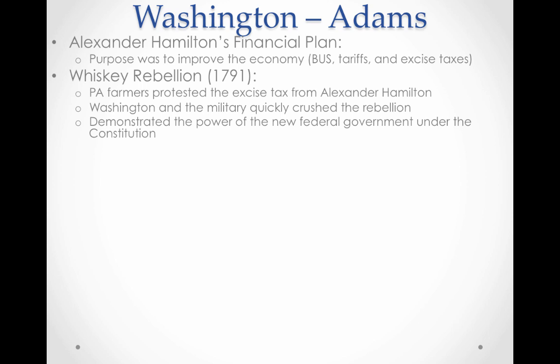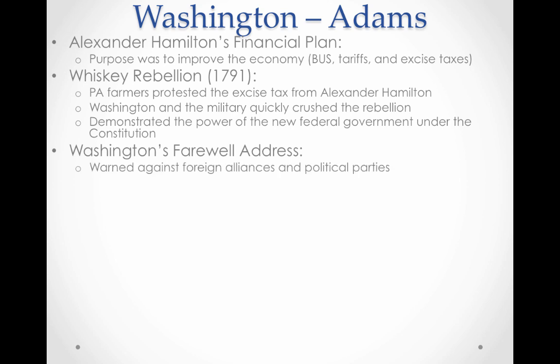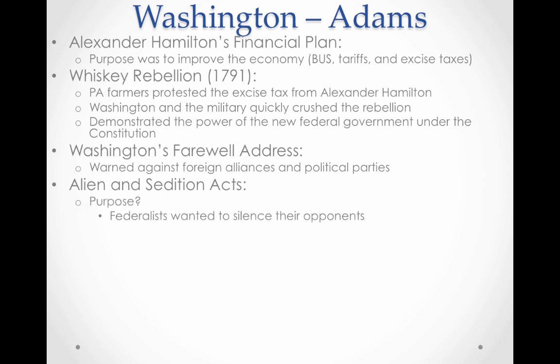All right, so Washington leaves after having 2 terms. He only serves for 2 terms, and he leaves and gives a farewell address. In this, he warned against foreign alliances and political parties. So he's really going to help dictate American foreign policy for about 150 years in which they will remain neutral, not isolated, but neutral.